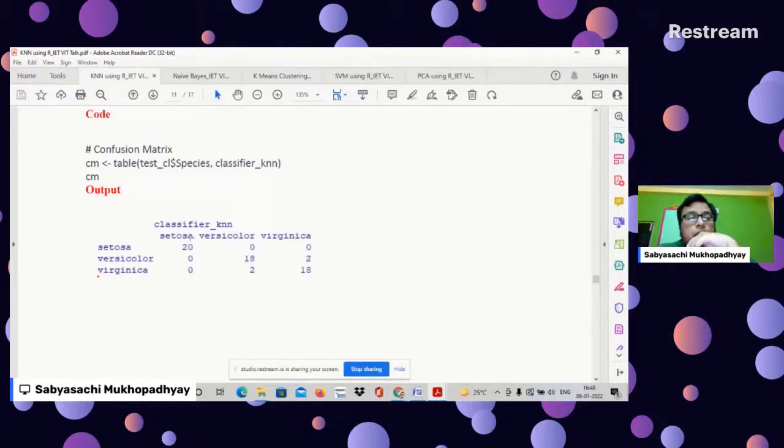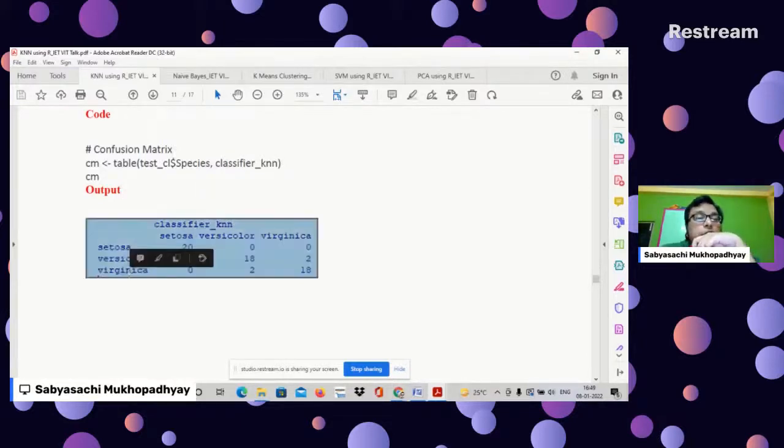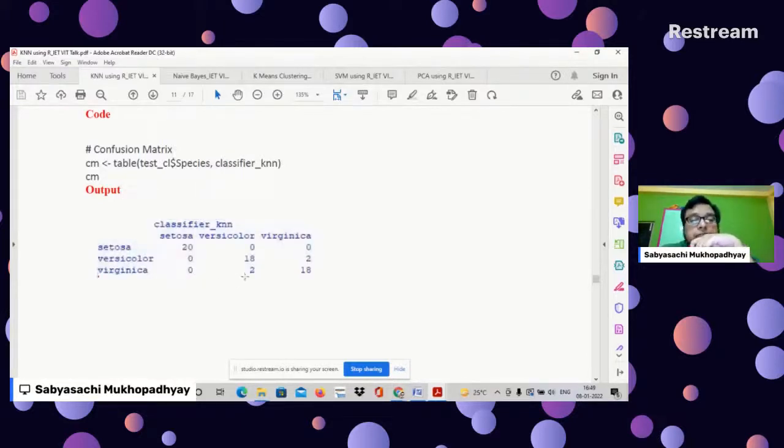So once the output you are getting, 20 setosa has been predicted setosa correctly. Among the 20 versicolor, 18 have been predicted correctly as versicolor. 2 have been predicted wrongly as virginica. Out of the 20 virginica, you see, 2 have been predicted wrongly as versicolor. 18 have been predicted correctly as virginica.